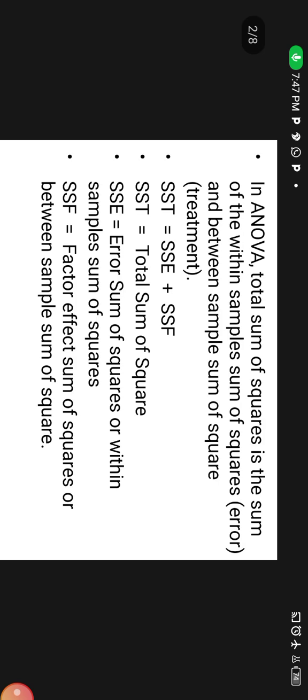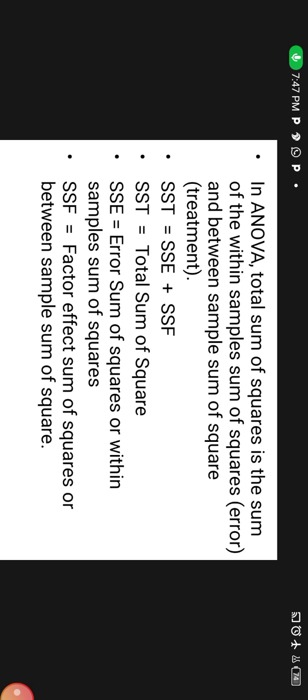In ANOVA, total sum of square is the sum of the within sample sum of square, which is your error, and between sample sum of square, which is your treatment. So mathematically, SST is equal to SSE plus SSF. SST is total sum of square. SSE is error sum of square. We can say it is within sample sum of square. SSF is factor effect sum of square or between sample sum of square.